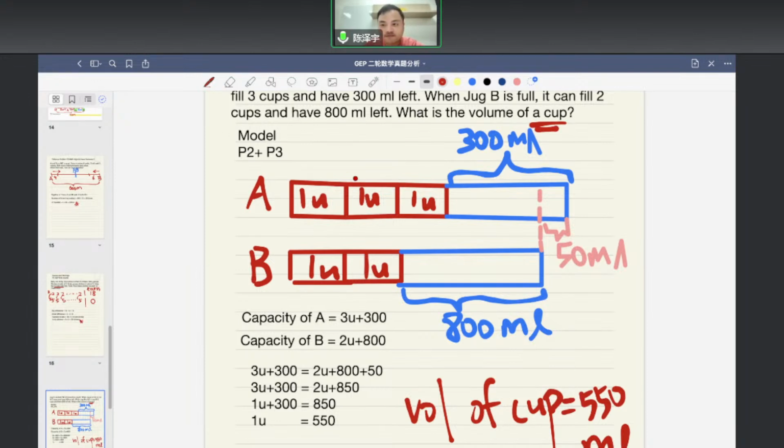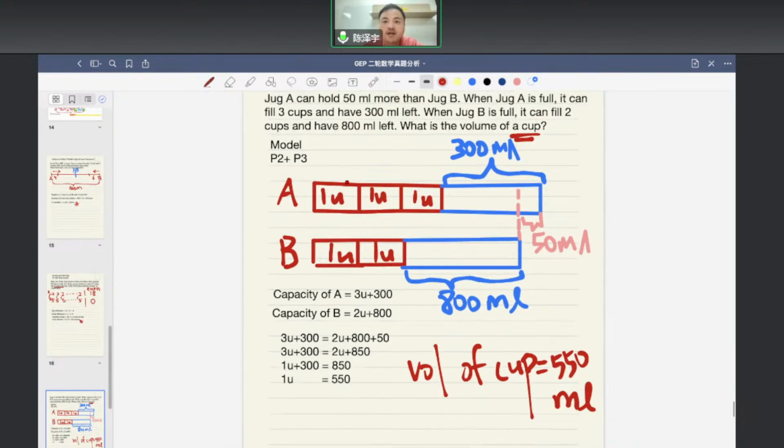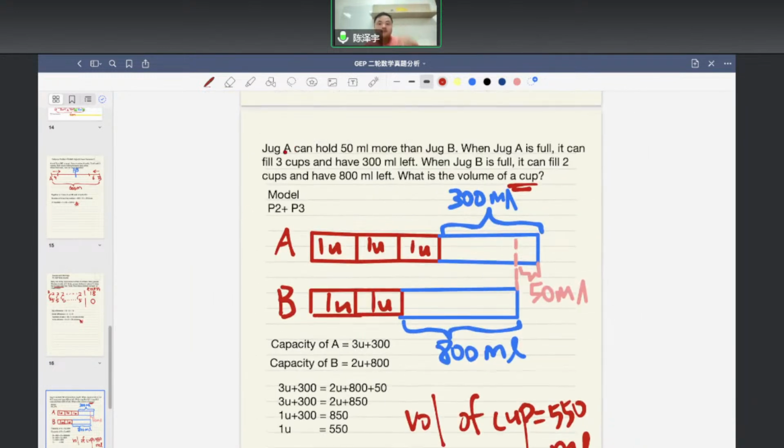So for this question, it looks quite difficult because it involves volume. A lot of P3 students don't know what volume is, and haven't learned how to calculate volume. But if you just read the question carefully and use the model that you learned in P2 and P3, you are able to solve this just by comparing the two models, the two jugs A and B. Get an equation out and you're able to solve what is the volume of one cup.